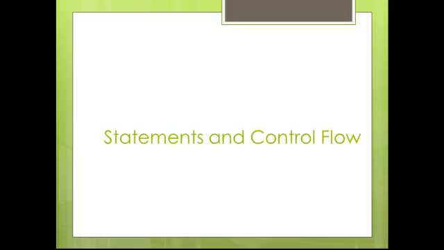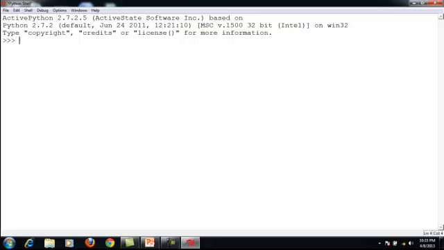Before moving on to the statements and control flow, we will go through some basic Python program structures and how they work. We are using Python 2.7. This is the GUI-based Python terminal. The prompt is denoted with three right-angle brackets. The significant thing with Python is that the code can be directly typed on the terminal and executed.